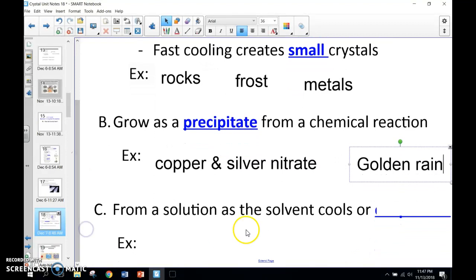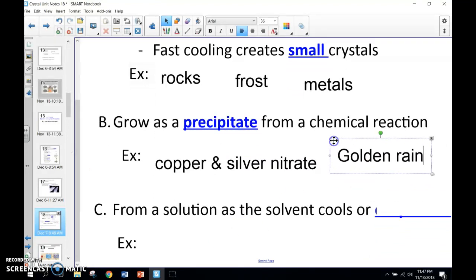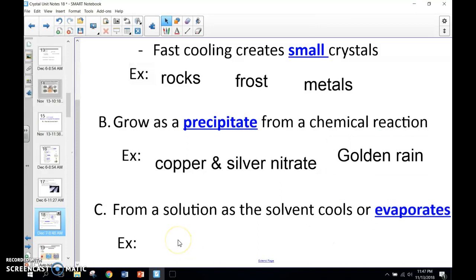And then the last one, which is probably the most common, I think, and this is what you're going to see most often in lab, is the solution where the solvent cools or evaporates. This is coming from a supersaturated solution. Examples of this would be your copper sulfate crystal.